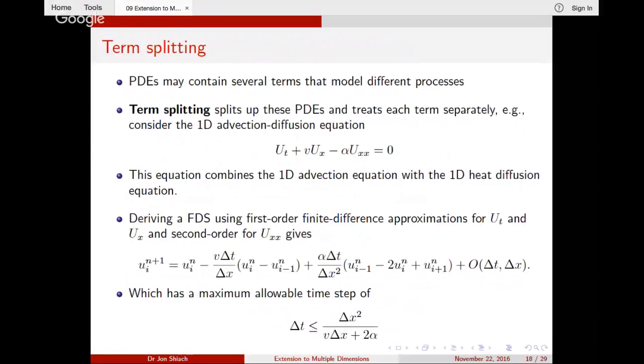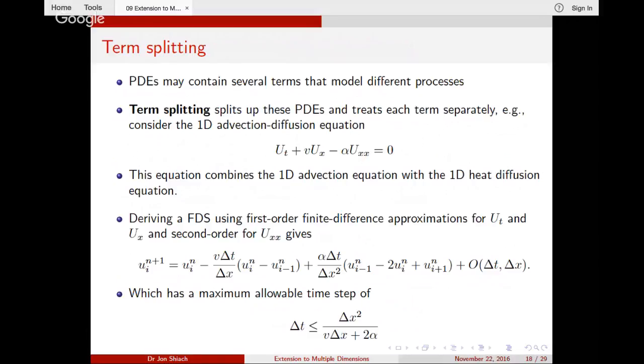So that's splitting by dimension. If you've got multiple dimensions, x, y, or even z, you can do it in the third dimension as well. You can also do it by terms. What I mean by this is you might have a PDE which models several different things. You might have something that models the change in pressure across space, or change in temperature, or change in velocity. With heat diffusion, you can have something which heats up but also moves along. So you might have several different terms, and we can split it by these terms and treat each term separately.